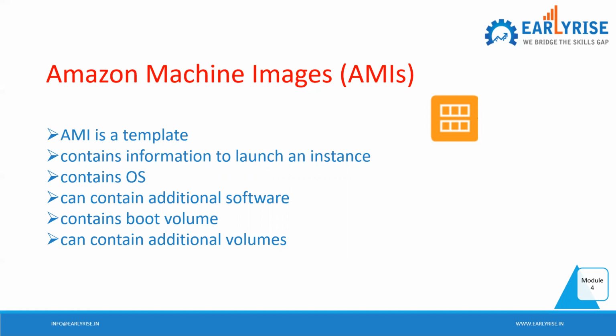Say you want Windows, you have a separate AMI. You have seen we chose Windows 2019, and for Linux we chose the Red Hat AMI. So you choose a particular AMI, a template, which will contain the operating system, which may contain some additional software. Say you have installed your HTTP, your Apache, in your instance.